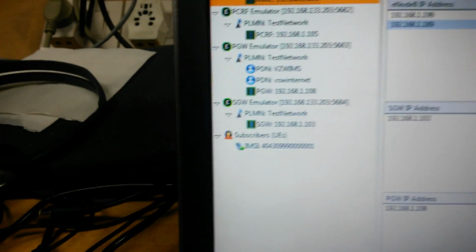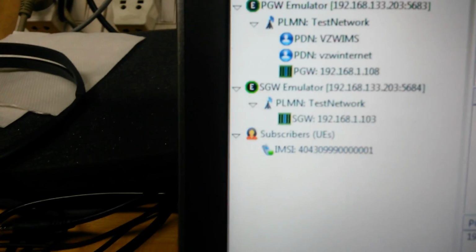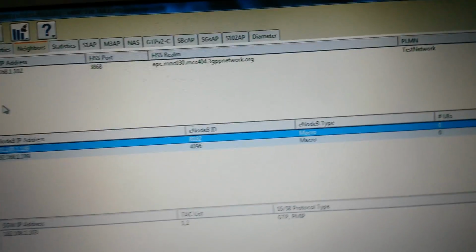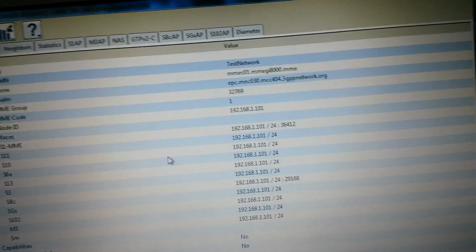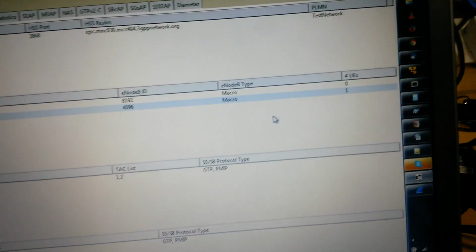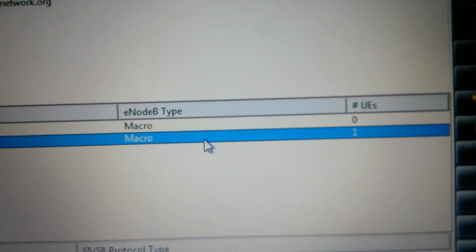Now you can see that the UE is connected. You can see the IMSI here, and this little green icon means that it is connected. If you look at the eNodeB table, you will see that there is one UE connected using this eNodeB. We can check the packet exchange in Wireshark also.